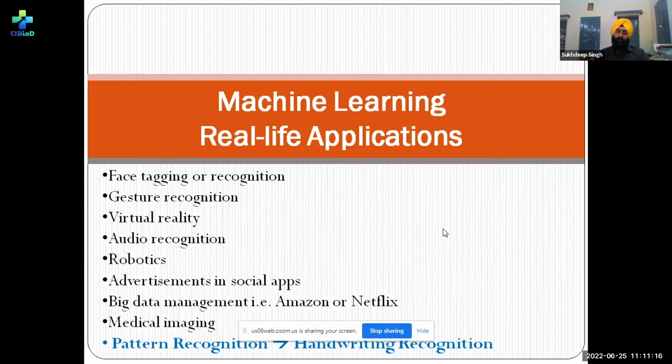Machine learning has a variety of real life applications. One of the applications is face recognition. It is used for attendance systems and biometrics and many other systems. It is also used in gesture recognition, where there is no need of an intermediator or translator to understand gestures. Special deep learning systems are used for gesture recognition.